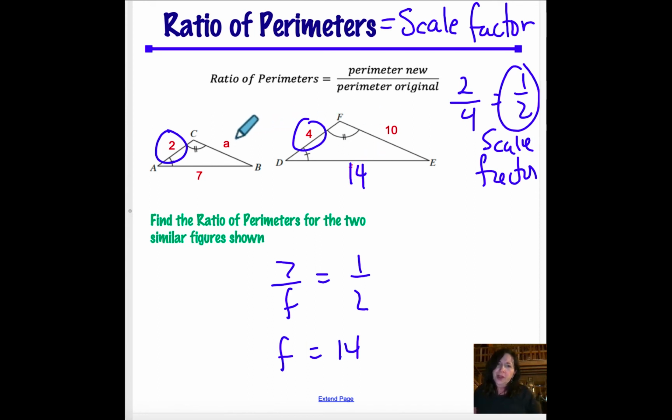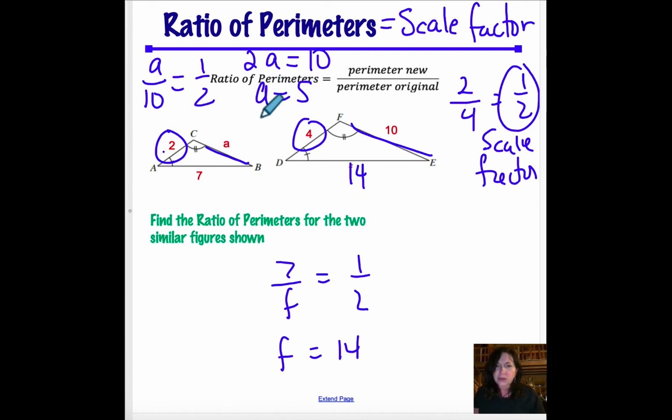And then in order to find a, I'm going to go a is to 10, right side is to right side, as my scale factor, 2 is to 4, which is 1 is to 2. Again, cross multiply, 2a is equal to 10, so that means a equals 5, so this value is 5. Now the perimeter of this left-sided shape is 5 plus 2, which is 7, plus 7, which is 14. So the perimeter of the left triangle is 14. The perimeter of the right triangle, we have 4 plus 14, which is 18. 18 plus 10 is 28. So this perimeter is 28.